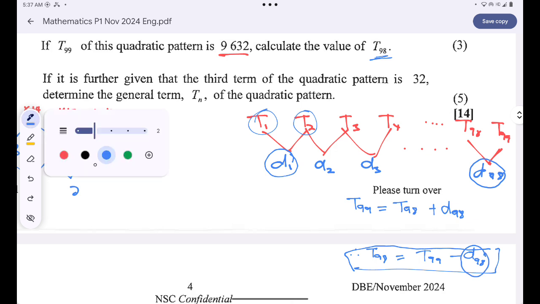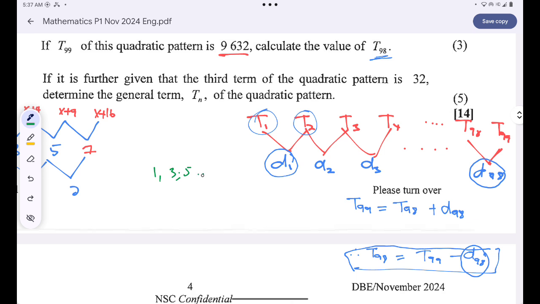Remember that, guys, I'm already told that this sequence 1, 3, 5, etc. represents the first difference, right? So I just want to find the 98th term of this sequence. I'll simply use my general formula. It says Tn is equal to a plus n minus 1 d. I'm looking for T98, so that means n is 98, right? a is equal to 1, and then n, that's 98 minus 1, the difference is just equal to 2. This will just give me the value of the 98th term.